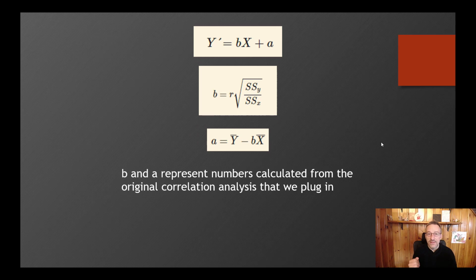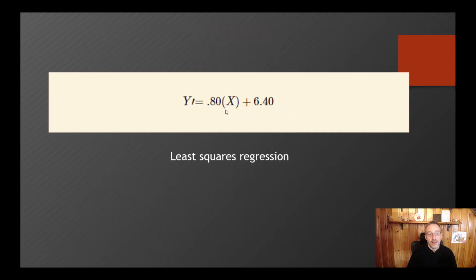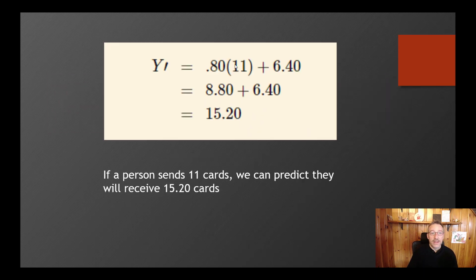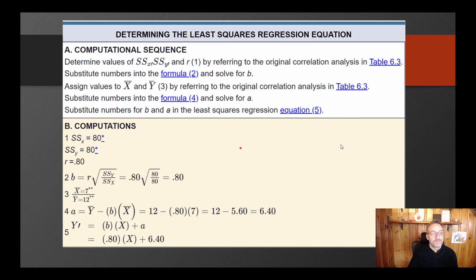I think it's 12 and 7. So we'll plug this B into the least squares regression equation and the A in there too. And then that's where we get this here. We'll eventually get to that 0.8 for the B, and we'll get to 6.4 for the A. And then, yeah, again, we can just plug numbers into that equation, and we can get our predictions for each one.